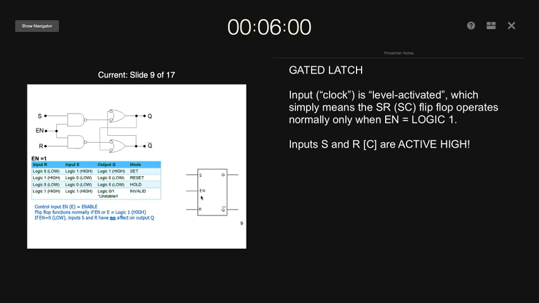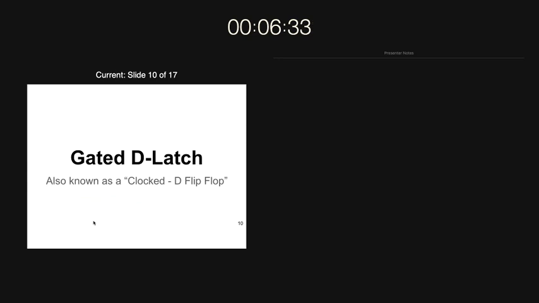The only difference is the enable. If you want the flip-flop to respond to inputs, make the enable logic 1. The flip-flop will operate normally only when En equals 1. If you tie En low, then the inputs S and R have no effect, and Q will just hold its prior logic level. That is the gated latch.